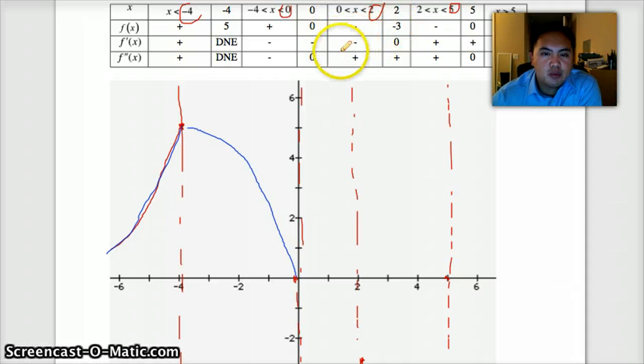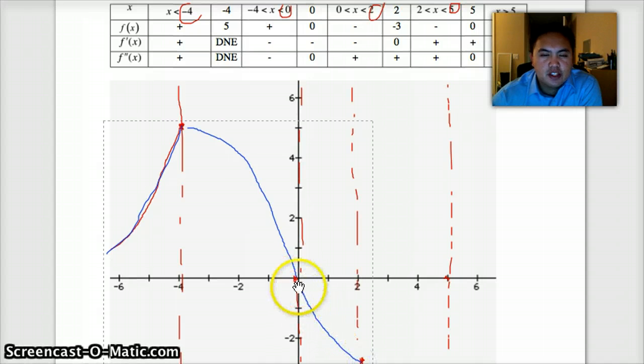Next one, I have one that is decreasing and it's concave up. So if it's decreasing and concave up, it must look like this, and again, if I connect these dots, you could sort of tell how it's going to look. So you see how this is decreasing and it's also concave up.